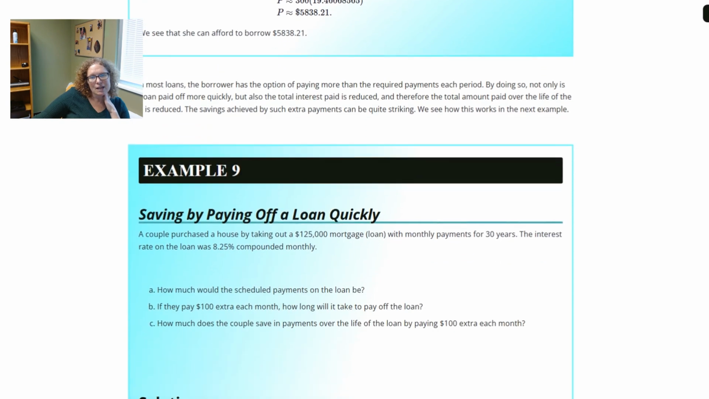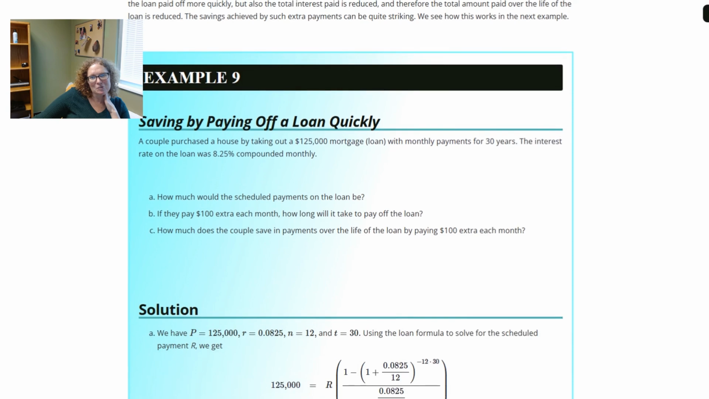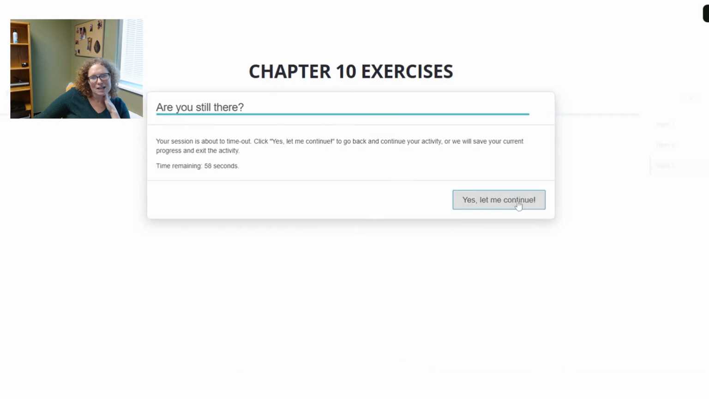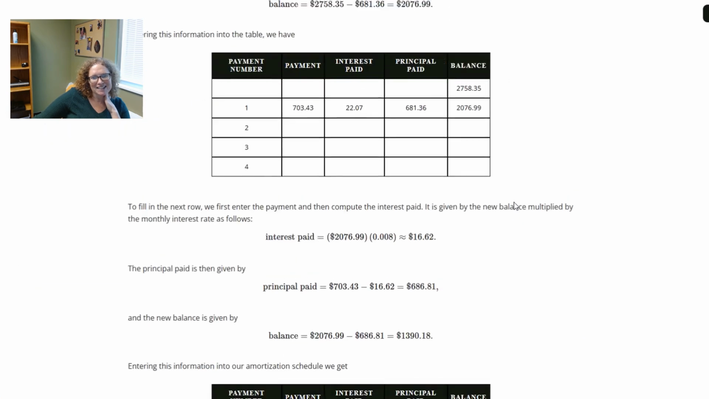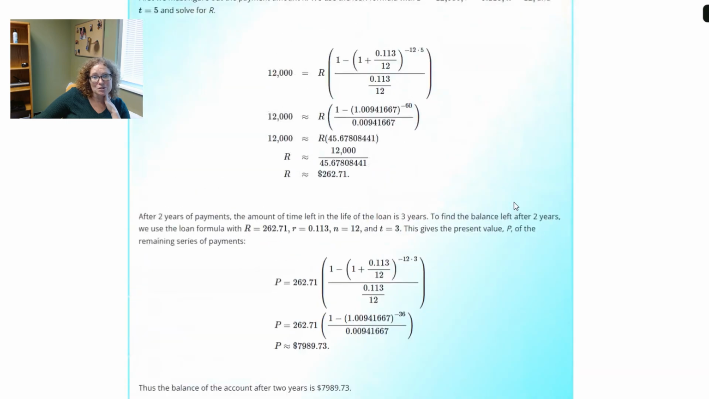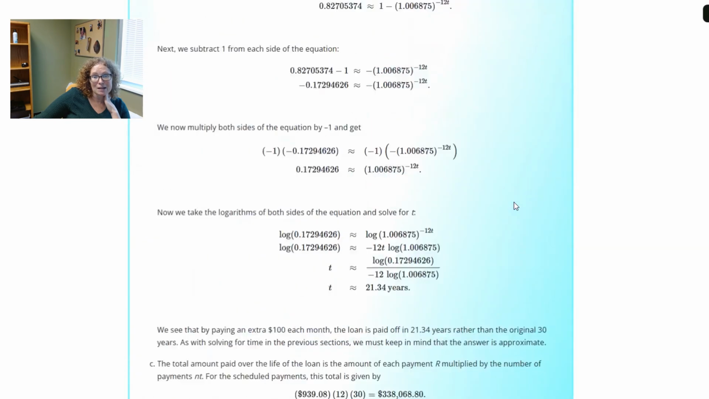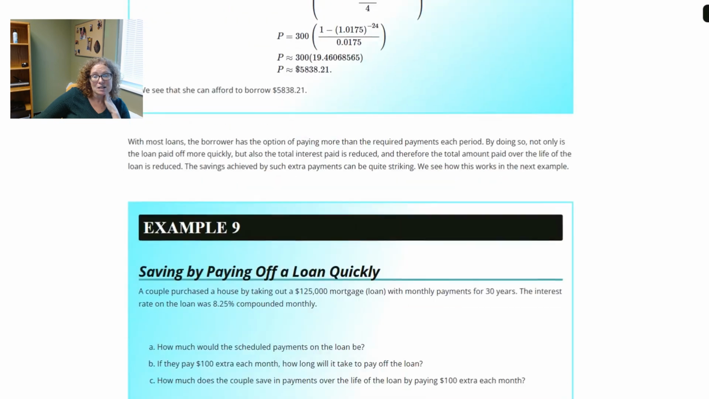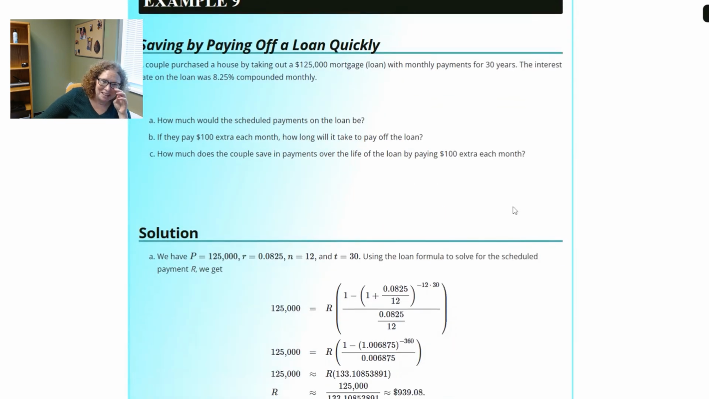So here we want to pay off a loan quicker, right? We always want to do that, but we want to make sure that we are paying it off quicker and not paying enough. What we saw in the other ones where we didn't pay enough at the principal, we ended up paying more, and it wasn't worth it.